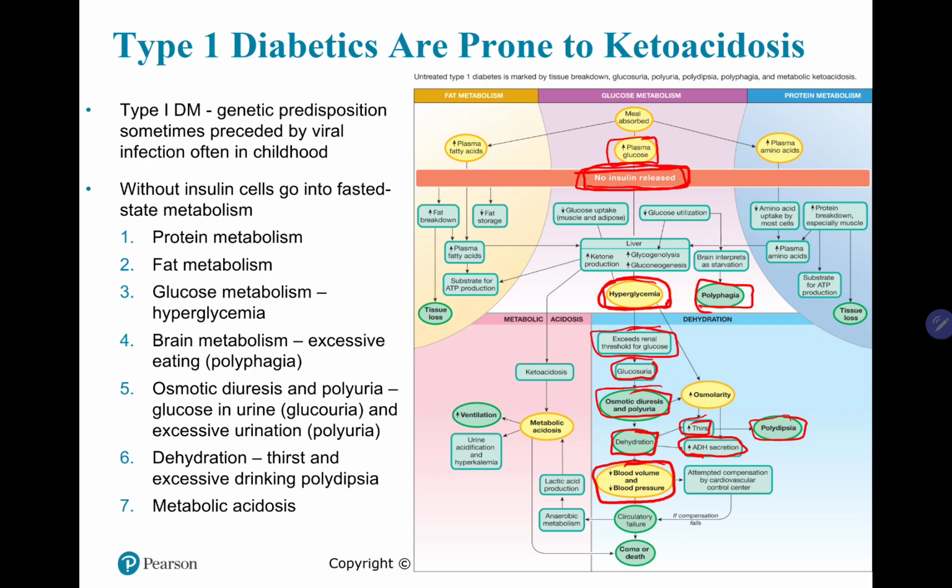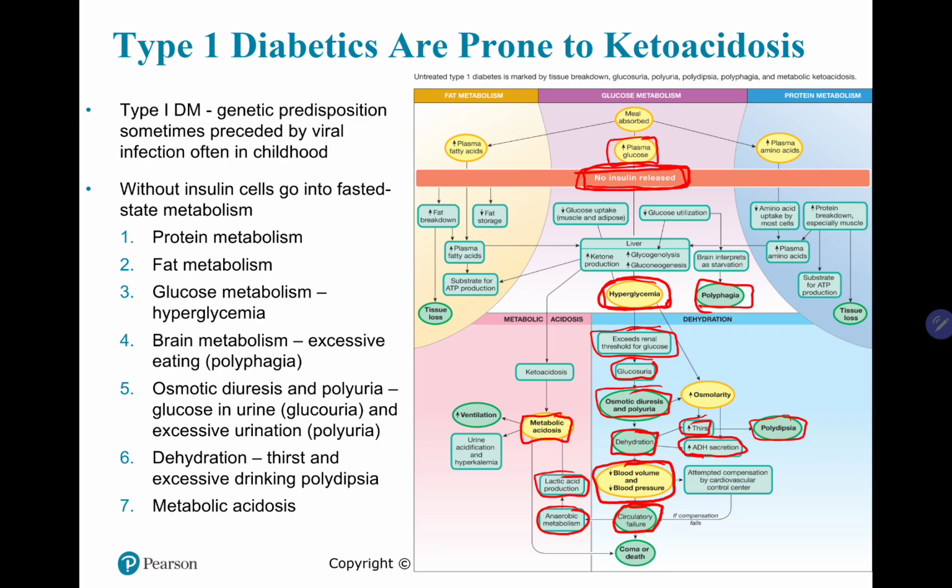Now, you will try to compensate for it by your cardiovascular control centers, and your medulla is going to say, let's try to control this. However, if compensation fails, that can lead to circulatory failure. That can also then lead to anaerobic metabolism, and anaerobic metabolism will lead to lactic acid production, which is a form of metabolic acidosis. With metabolic acidosis, you're going to start ventilating, breathing more of that CO2 out of your lungs. You're going to see your urine acidified, and you're going to have a lot of potassium in there as well.